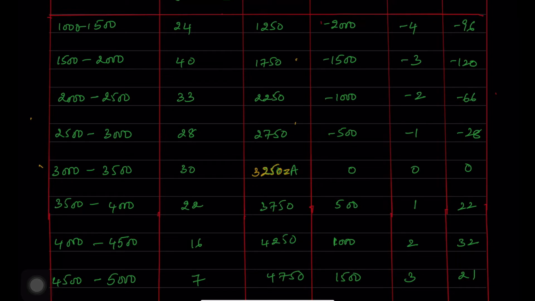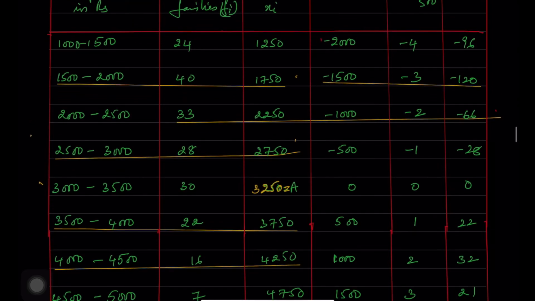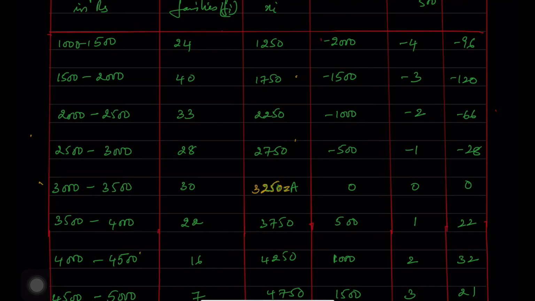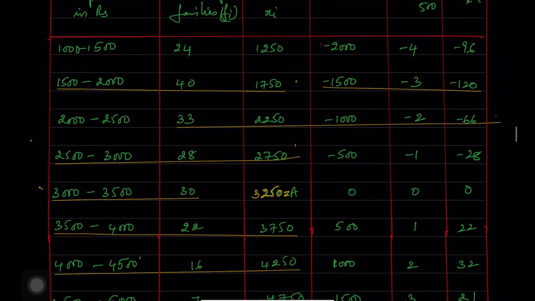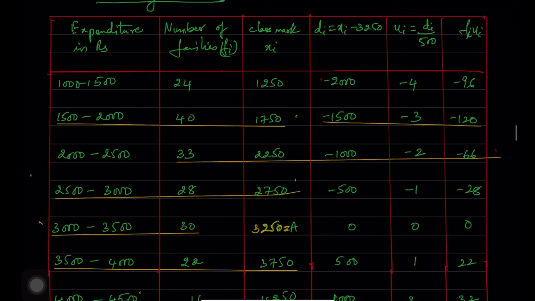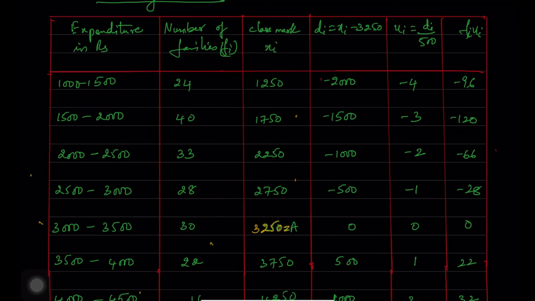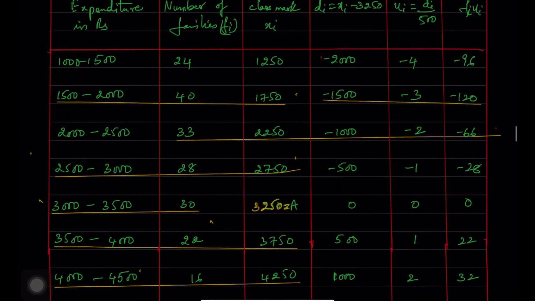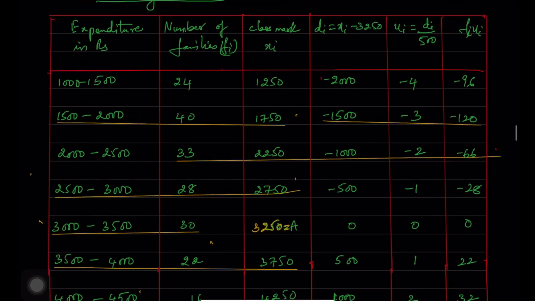Now here you can either take the fourth observation or the fifth observation. You're going to get the same answer. Here I have taken the fifth observation. So you're getting di is equal to xi minus 3250. When you're subtracting, you're getting minus 2000, minus 1500, minus 1000, minus 500, 0, 500, 1000 and 1500. Now you know the size of the class is 500, so you're dividing them by 500. You're going to get minus 4, minus 3, minus 2, minus 1, 0, 1, 2 and 3.